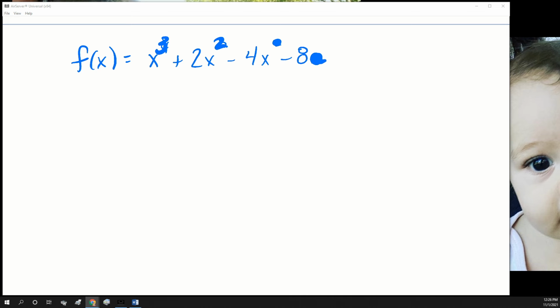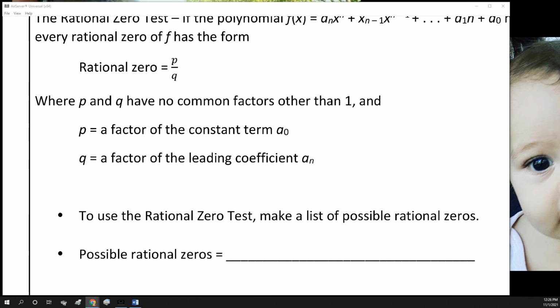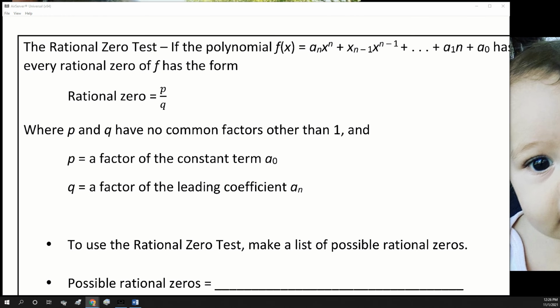And we found zeros by factoring by grouping. Now today we're going to have some that look like this. Can we factor that one by grouping? No. So we have to know another way to find zeros. When we can't factor a trinomial by grouping, we need another way. So what we're going to do is make this list of possible zeros.